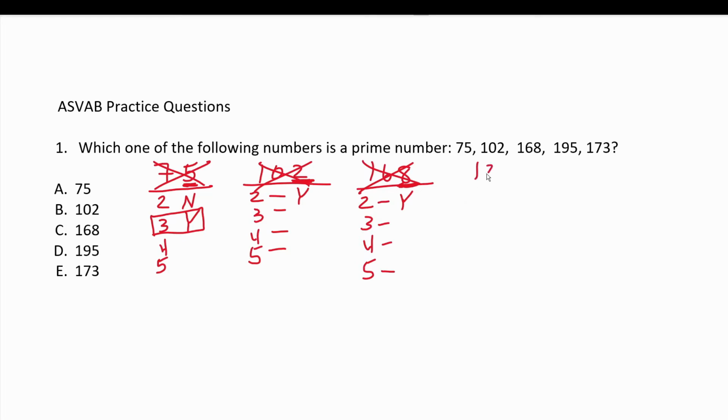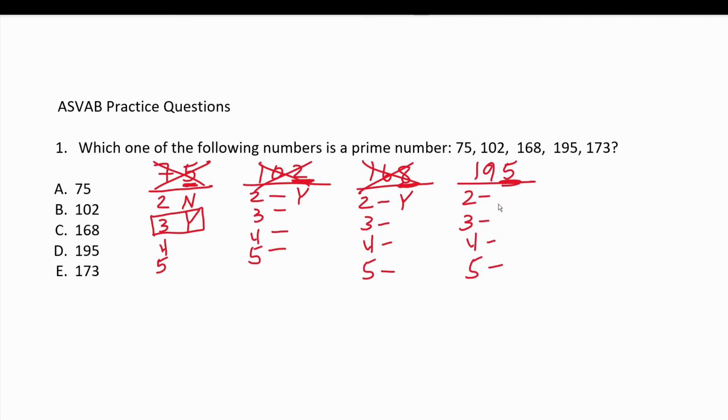All right, what about 195? Okay, we're going to check divisibility for 2, 3, 4, and 5. All right, to check to see if it's divisible by 2, we're looking at this last digit here. And according to that rule, if this last digit is even, it is divisible by 2.